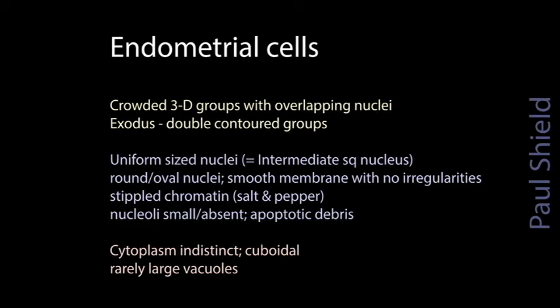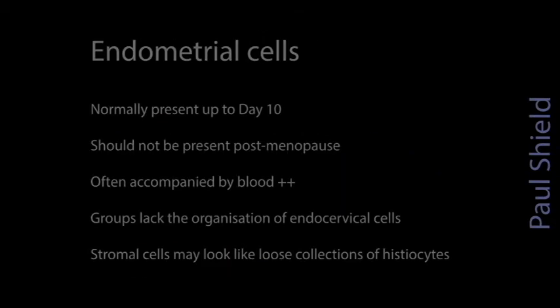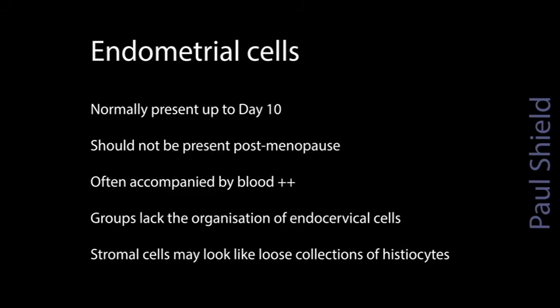Some people describe that as salt and pepper, which I think is because they think there are small particles and larger ones. Nucleoli are not usually a feature of endometrial cells, although all gland cells can have small nucleoli. Cytoplasm is a lot less obvious than in endocervical cells, and there's a lot less of it, and it tends to be finely granulated with a fairly indistinct cell border like an endocervical cell. In summary, endometrial cells are much less common than endocervical cells.